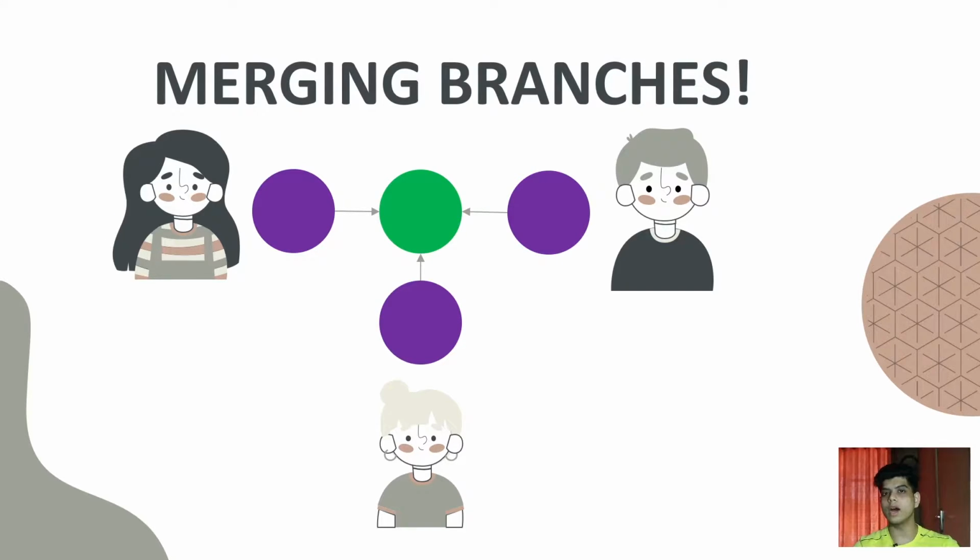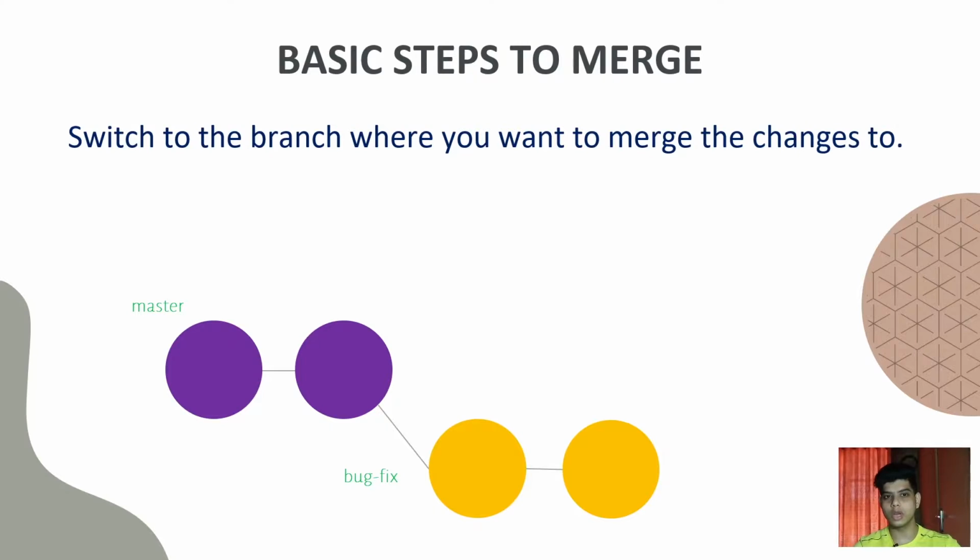There are basically two different types of merges. First, we will be looking at the simpler one, but the steps to do that are the same. I'm going to give you the theoretical steps first, the basic steps to merge. Suppose we have this master branch, and then we branched off and did some bug fix, and we did 2 commits on that branch, right?